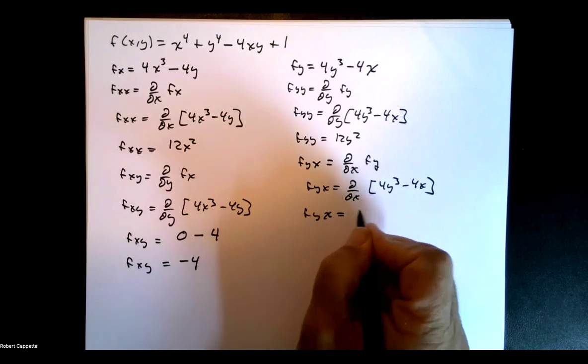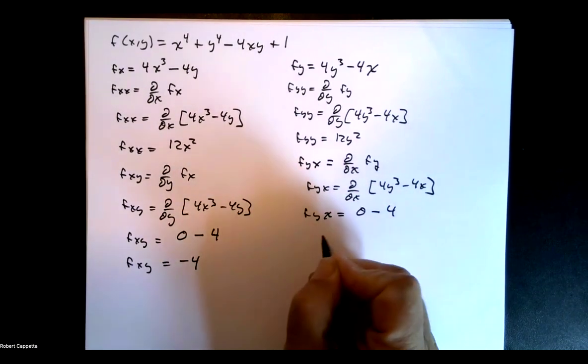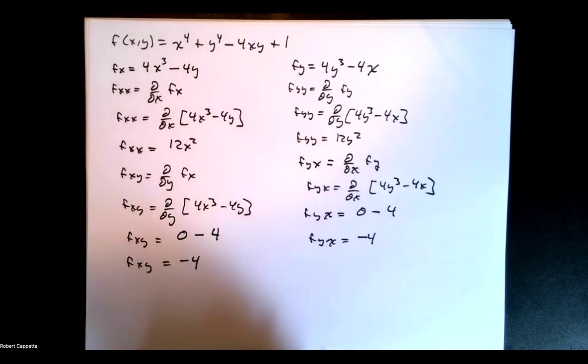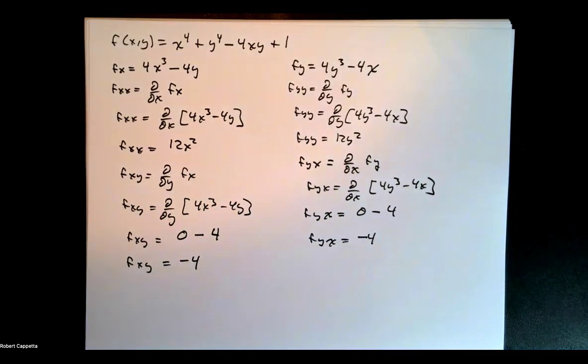So f sub yx is again 0 minus 4. F sub yx is negative 4. So let's collect the information we have here to find our Hessian matrix and our D to determine if we have mins or maxes at our test points.